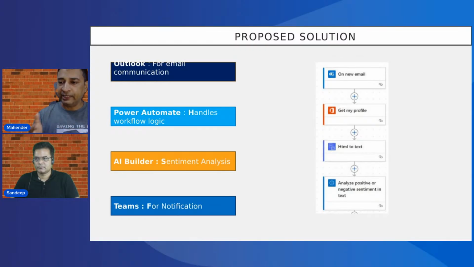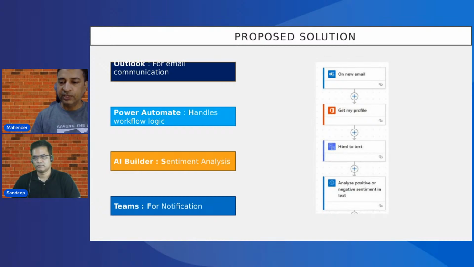Whether we are sending an email or getting an email from the customer, we are going to use the Outlook connector for that. Once we have that email information, we can pass it to Power Automate, where all the automation logic will happen. Then we will also use AI Builder, which will get that information from the email, extract the sentiment analysis, and depending on the scenario, decide what needs to be done in the next step.